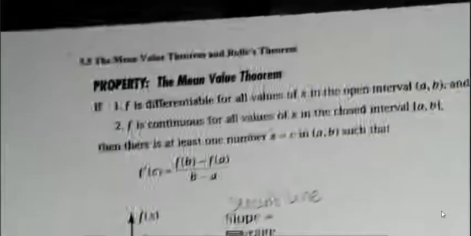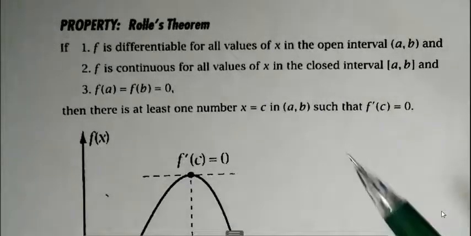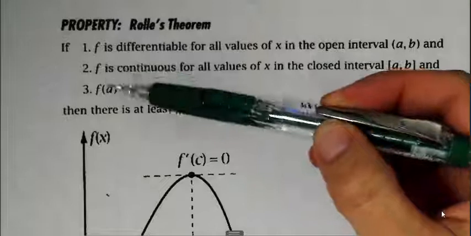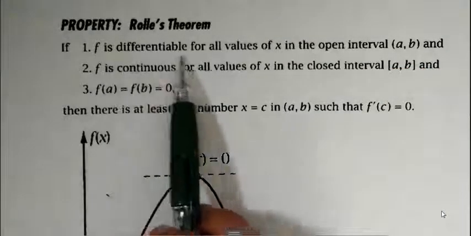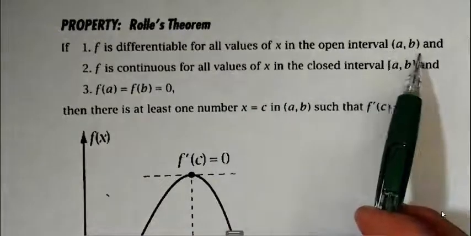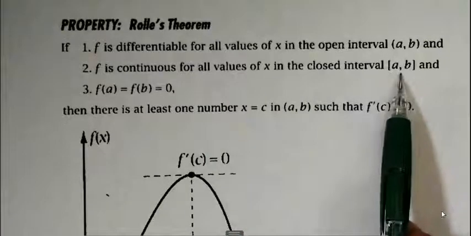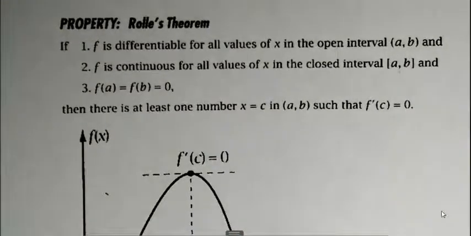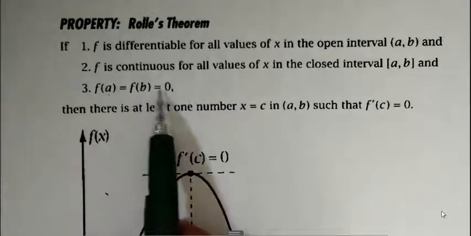The other one that we are going to go over is Rolle's theorem. So Rolle's theorem is actually even easier as a concept. So here you have 3 conditions that must be met. So once again, f must be differentiable for all x values in the open interval. It must be continuous for all x values in the closed interval. And there's one more condition here. The output at A, the output at B need to equal 0.